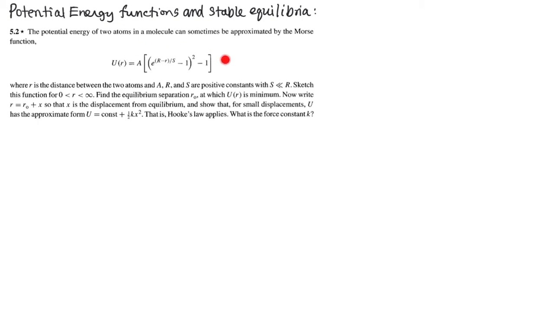So here we're given a potential energy that's a function of one variable, r, which is the separation, in this case, between two atoms. So here we're representing the interaction potential between atoms in a molecule using the so-called Morse potential. We're told A, R, and big R and S are positive constants, and S is much less than R.